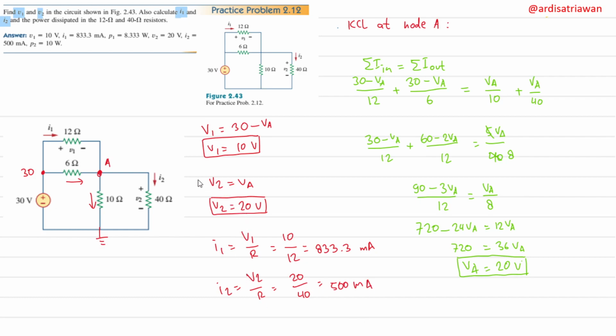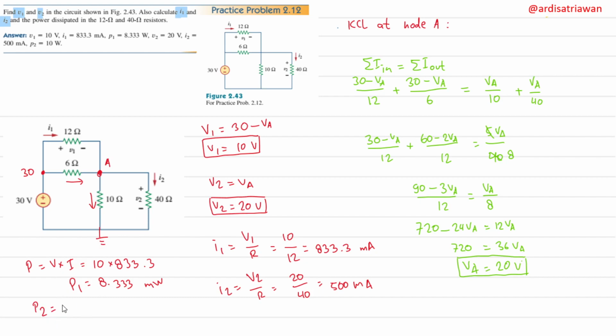And then the power dissipated in the 12 and 40, so the power is just the multiplication of voltage and current. In the 12 we can just multiply 10 by the current. The current is this one, 833 milliampere, so we will have 8.333. This is not watt but milliwatt, right? Yeah, okay, so this is P1.